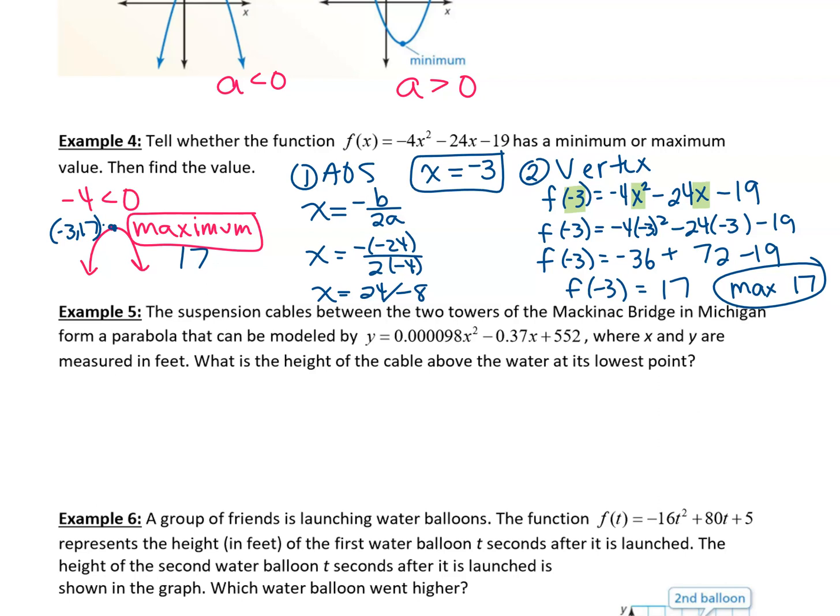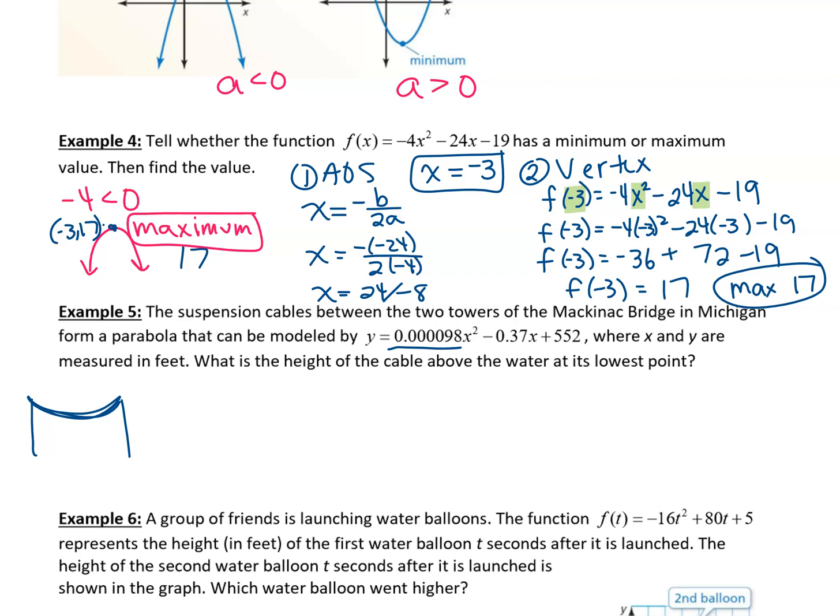We're going to start with example 5. It says the suspension cables between 2 towers of the Mackinac Bridge in Michigan form a parabola that can be modeled by this equation. If possible, sketch a picture of what might be happening there. So we've got 2 towers, and then we've got a cable. And look at is your value of A positive or negative? Positive. So we know that our cable is making a parabola that opens up. So it's something that's doing like this between those 2 towers.